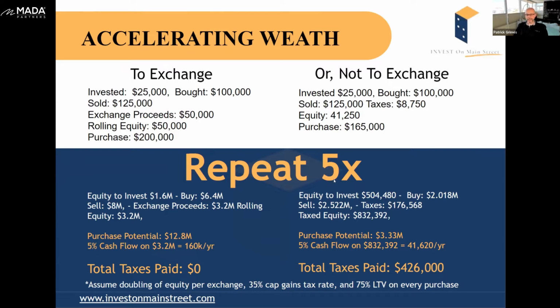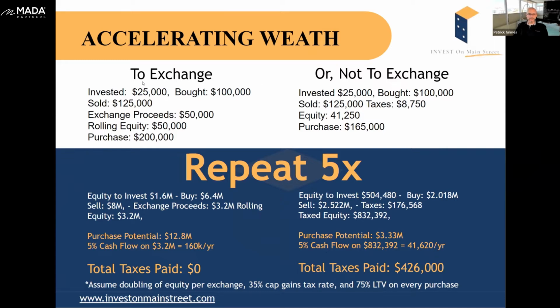and you house hack for 10 years, right? You buy a property, you rent it out and fix it up, and then you sell it and rent out the next one, fix it up and sell it. So what does your $25,000 turn into after you've done that 5 times? Well, if you did not exchange, your purchasing power is up to 3.3 million. Now, if you're collecting cash flow on that, trying to retire at 5%, which is very reasonable cash flow, that's 42,000 a year. Much harder to retire on that.